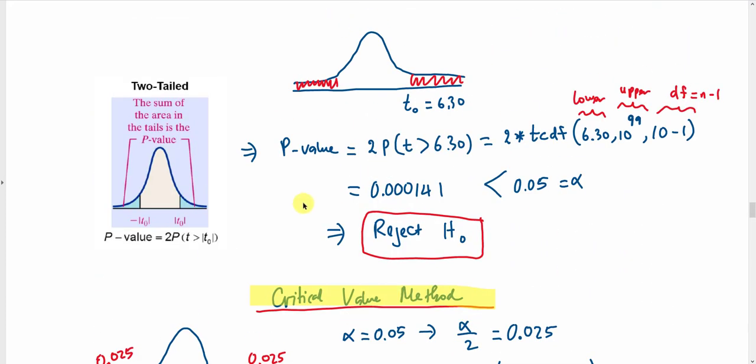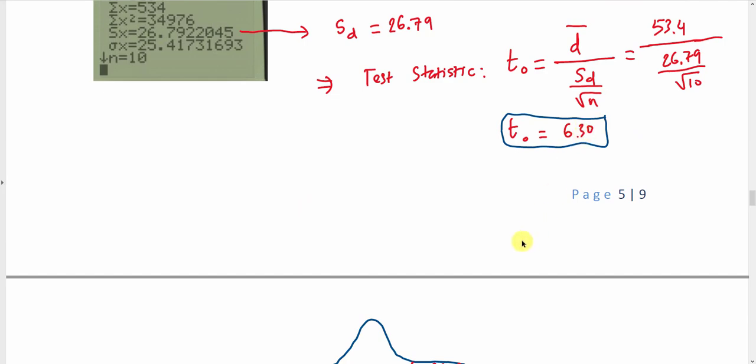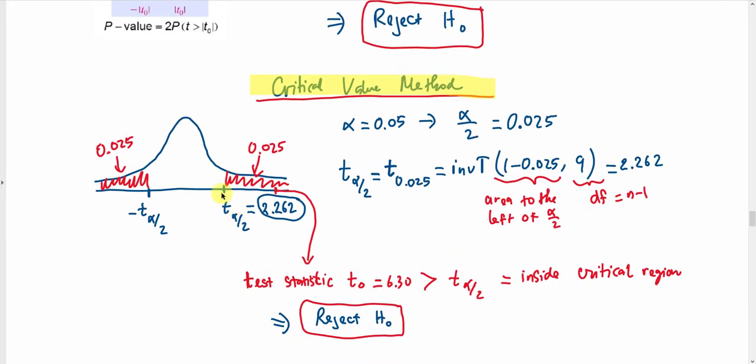And go back to the test statistic, 6.30. 2.262 is right here, but the test statistic is 6.30. This is way above 2.262. That means it is to the right of 2.262, or the test statistic is inside the critical region. Then you reject the null hypothesis. If it's inside the critical region, you reject it. If it's outside, you do not reject. So we do end up with the same conclusion, reject the null hypothesis, in the two methods, the critical value and the p-value methods.